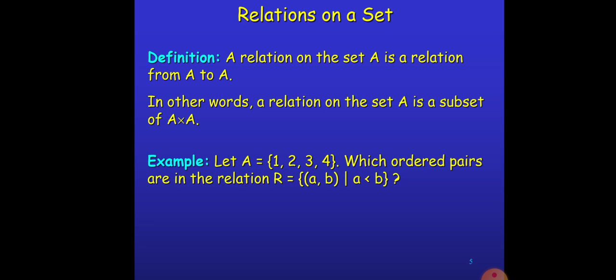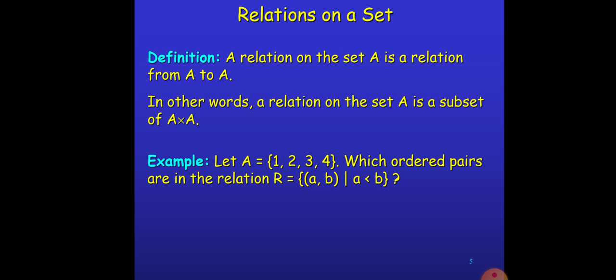Now let me take one example. Let A be the set {1, 2, 3, 4}. Which ordered pairs are in the relation R, (a, b) such that a is less than b? Relation on set A means only elements of A are related. 1 and 1: is 1 less than 1? No.